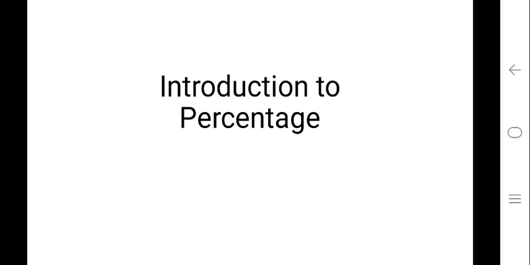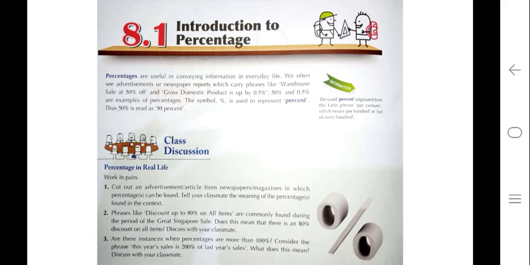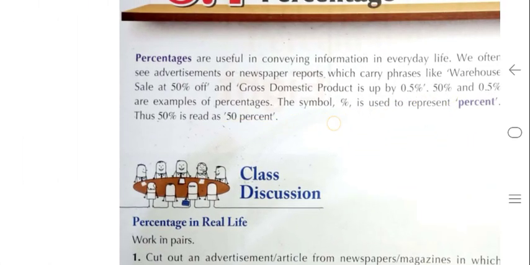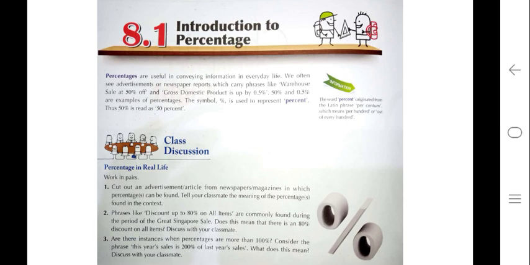Today we are going to learn about percentage. So this is a new chapter. Percentages are useful in conveying information in everyday life. You often see advertisements or newspaper reports which carry phrases like warehouse sale at 50% off, gross domestic product is up by 0.5%, etc. We use this symbol here to represent percent. So the 50 and the symbol is read as 50%.